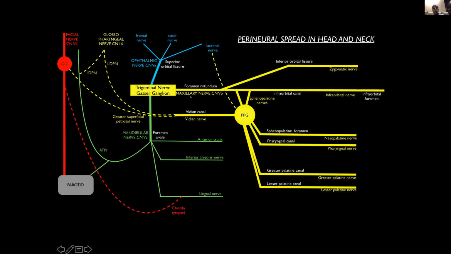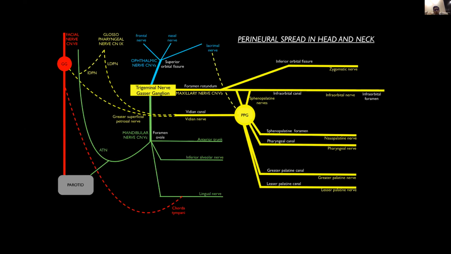The second important division is the maxillary division, which comes out from the foramen rotundum. The maxillary division forms a pterygopalatine ganglion at the pterygopalatine fossa. This pterygopalatine ganglion further gives nerves, which are the inferior orbital nerve, or the nerve of the inferior orbital fissure, that is the zygomatic nerve.